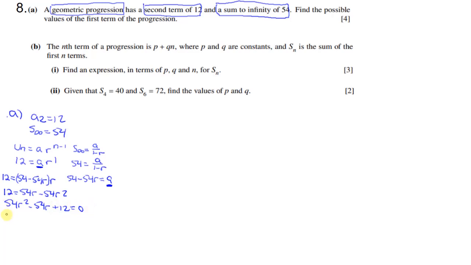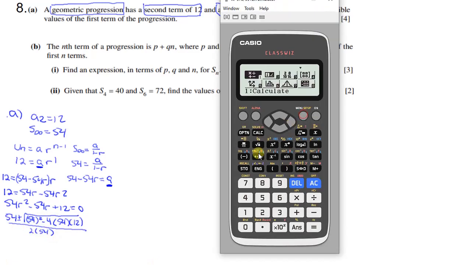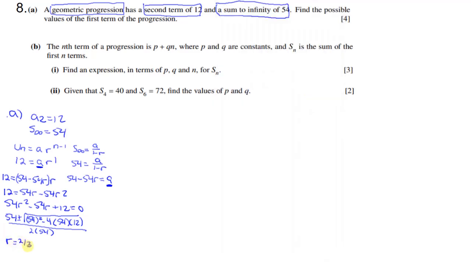I'm going to write down the quadratic formula, and then I'm going to use my calculator to find out what my r's could be. I go to polynomial 2, I plug in 54, negative 54, and 12, and I find out that the possibilities for r are 2/3 and 1/3. So if r is 2/3 or 1/3, then that's why there's two possibilities for the first term.